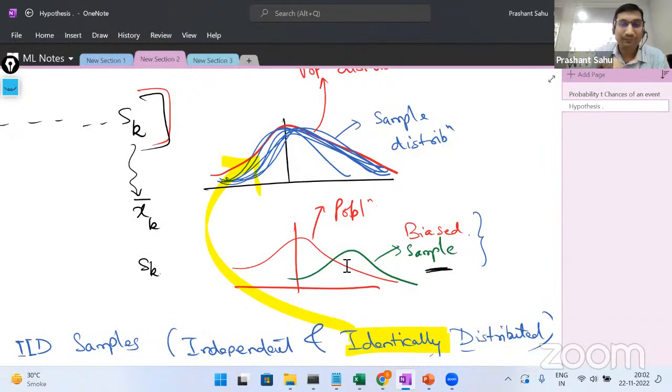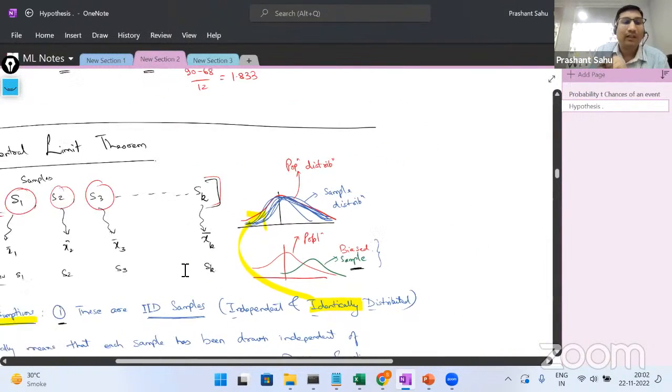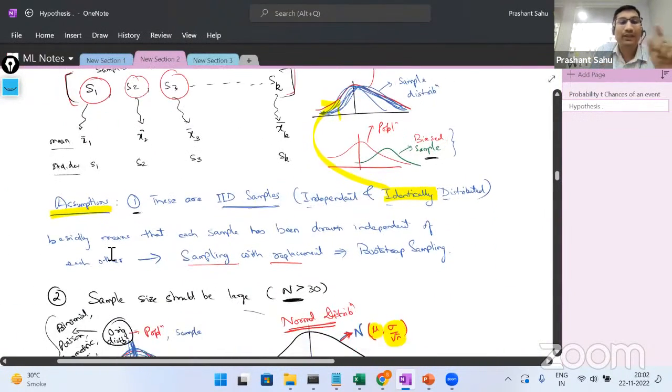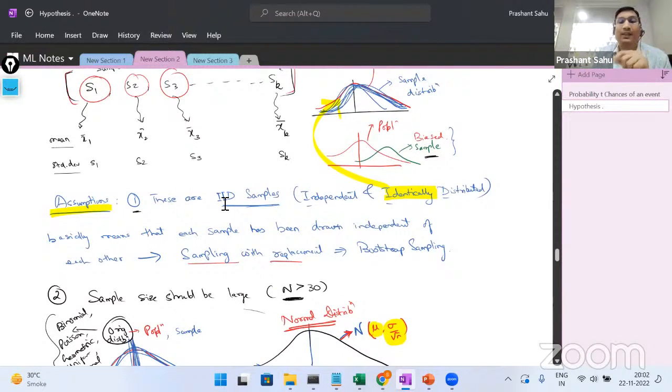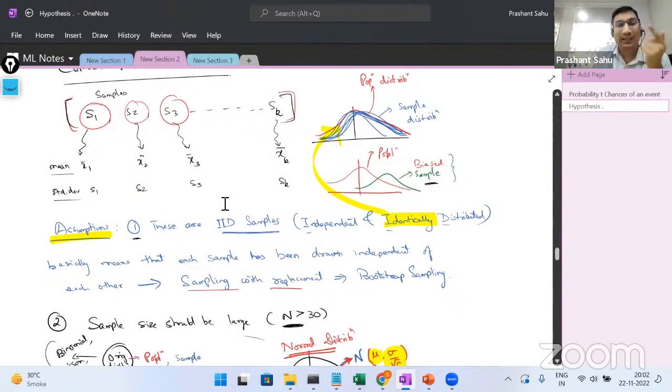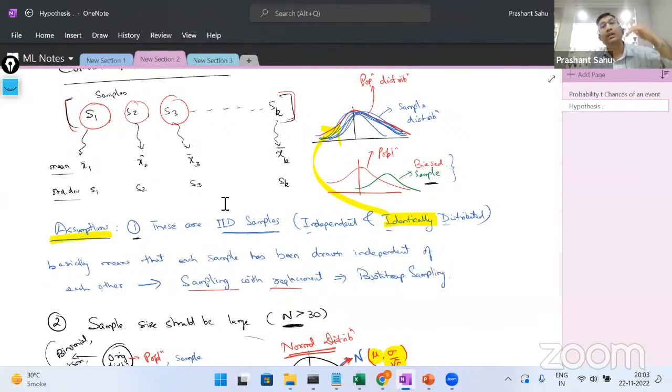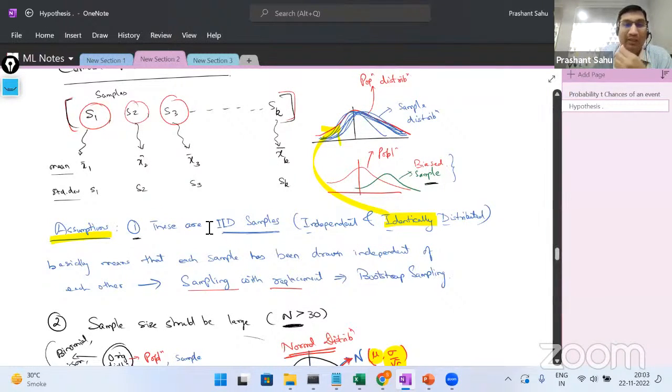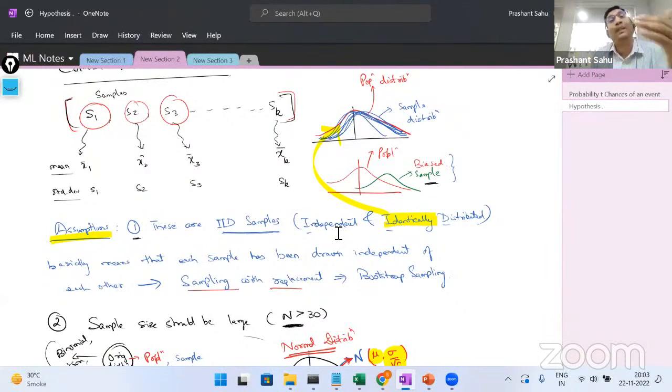Clear? Okay. And further, there are a couple of more assumptions. One is saying that these are IID samples, independently and identically distributed. That's what I just now explained, that each of these samples that I'm drawing has a distribution which is very similar to each other and also similar to the original population distribution. Fine. And they have been drawn independent of each other. So that is why we call it bootstrap sampling or sampling with replacement.